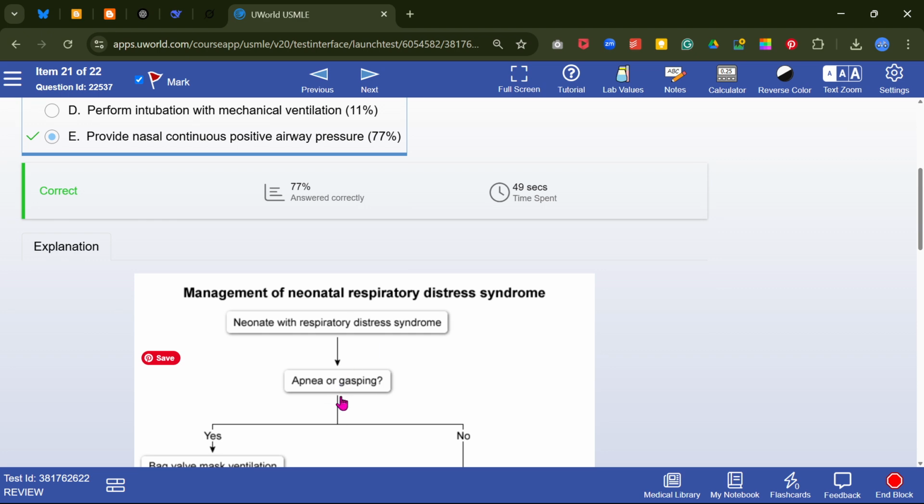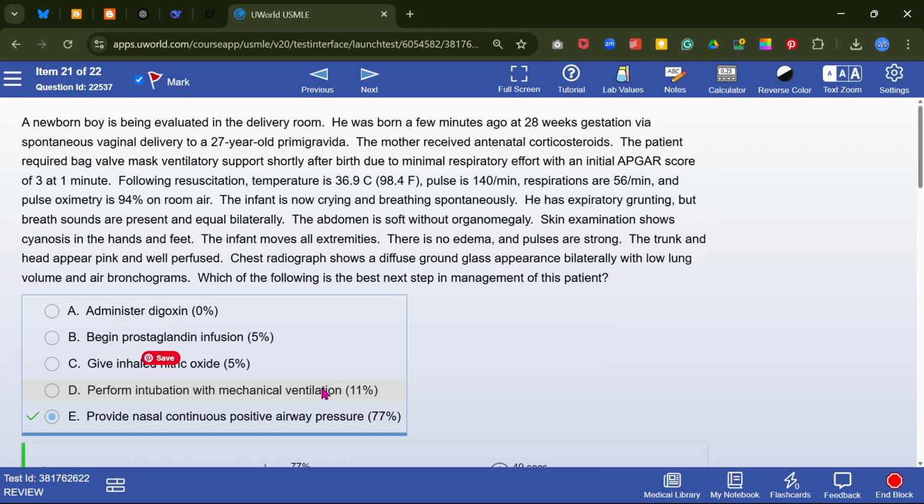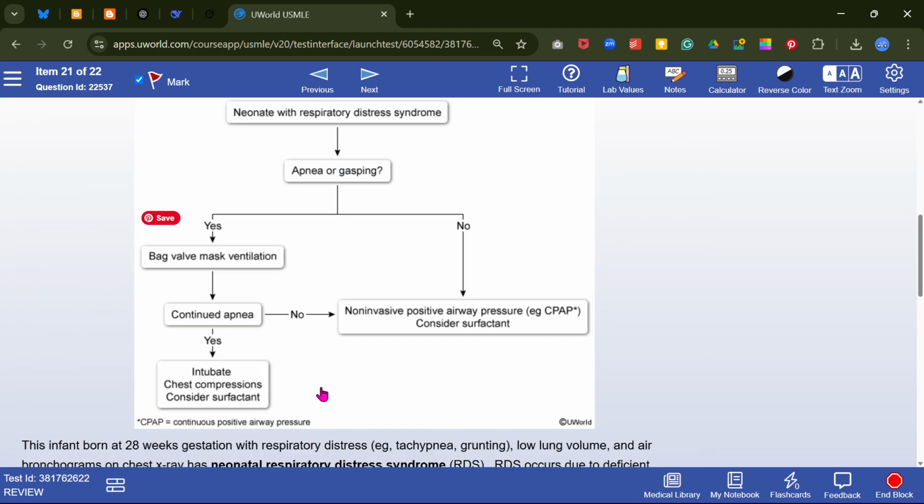Is there apnea or gasping? In this patient there is no apnea or gasping. So non-invasive positive airway pressure CPAP, consider surfactant. If there is apnea or gasping, yes, bag valve mask ventilation should be given. If there is continued apnea, yes, then intubate the patient, chest compression, consider surfactant. If no, then non-invasive CPAP should be given.